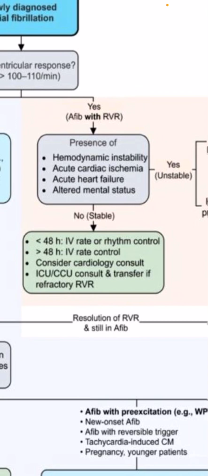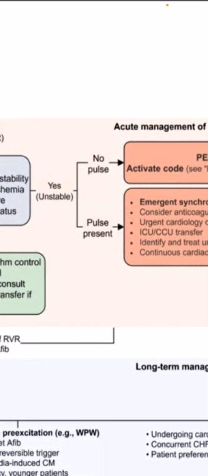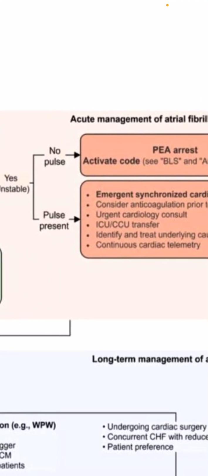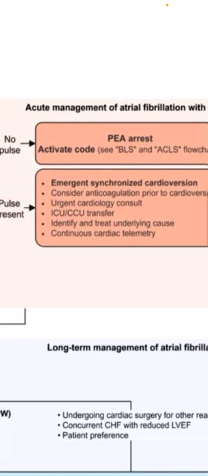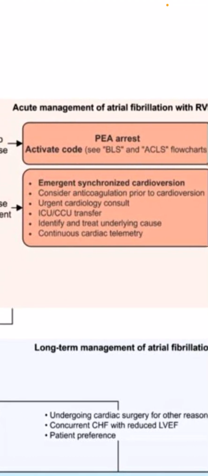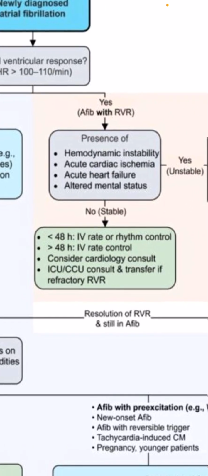for example, low blood pressure, acute cardiac ischemia, acute heart failure, altered mental status. If the person has it, then you consider them as unstable and check for pulse: no pulse, code; pulse present, emergent synchronized cardioversion, and so on.